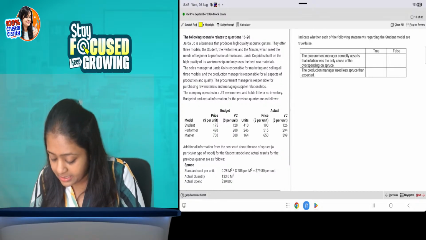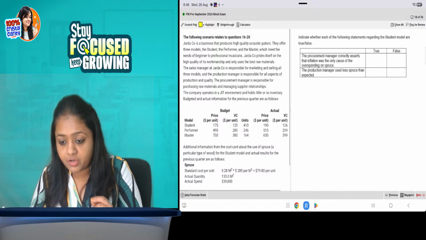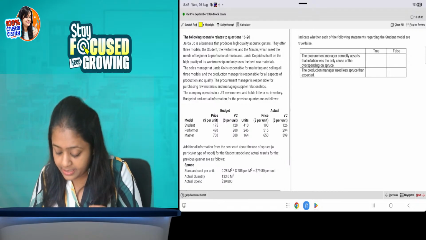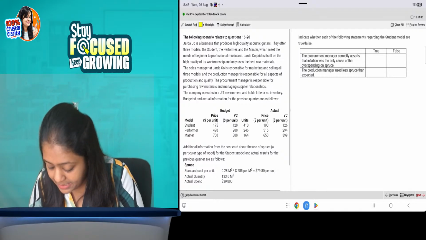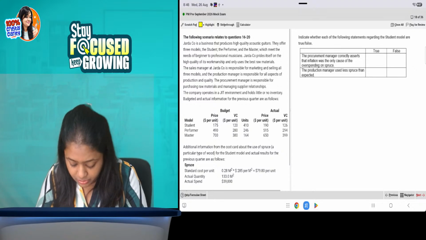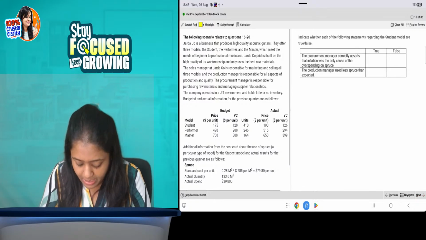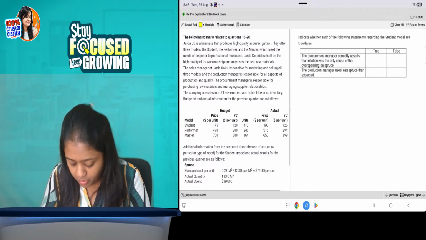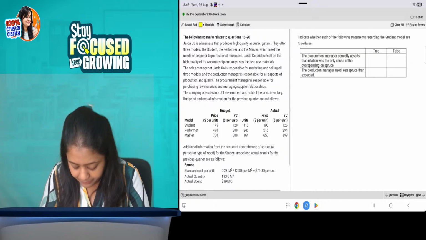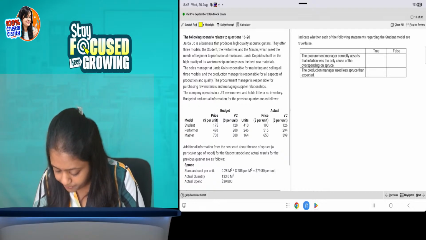Now, indicate whether each of the following statements regarding the student model are true or false. The procurement manager correctly asserts that inflation was the only cause of the overspending on spruce. So I have to see the spruce factor now. Additional information, let's go here. Additional information from the cost card about the use of spruce, a particular type of wood for the student model, and actual results are given. Standard cost per unit is given to you here. Actual quantity and actual spend is given to you.